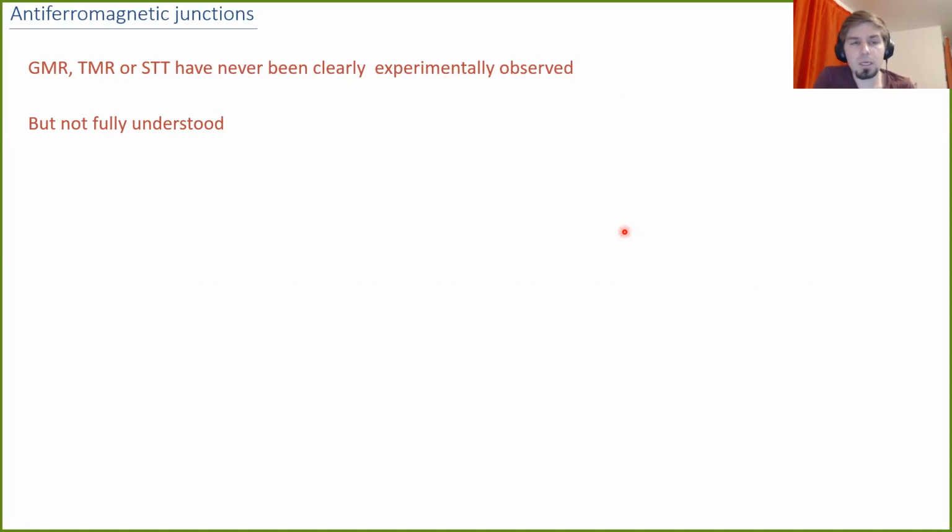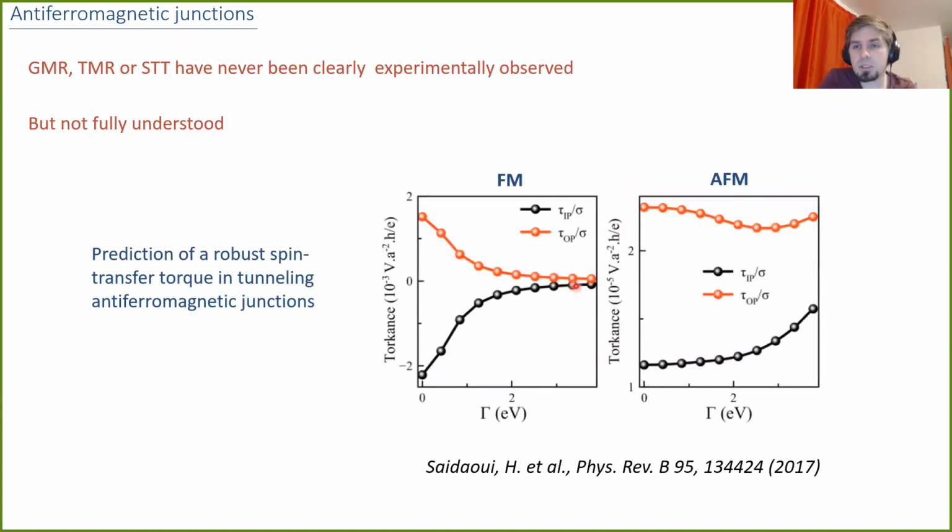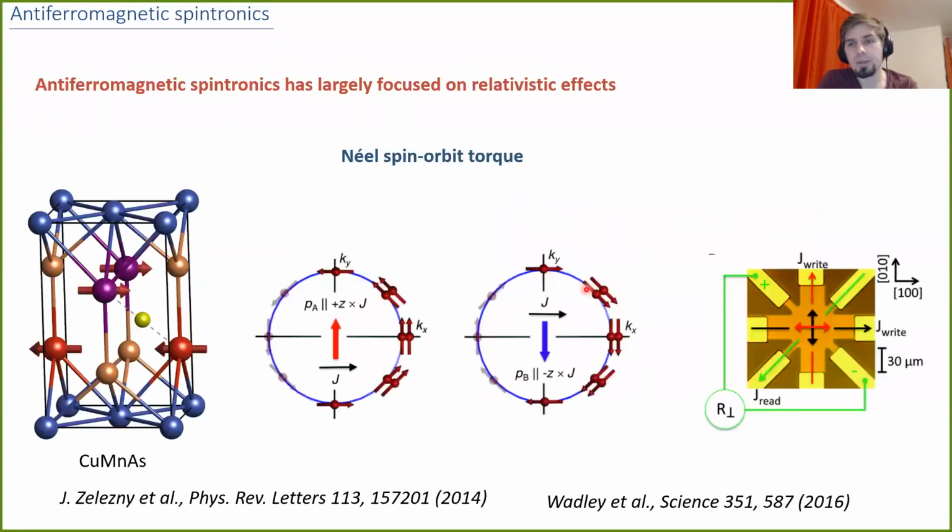What I also want to say is that even in the very simple antiferromagnets, it's still not fully understood. It's clear that the effects can in principle exist. There are also some predictions that in tunneling devices, they may be more robust. So it's something that's not really understood. Nevertheless, people have moved to different types of effects, which I will not summarize here, because antiferromagnetic spintronics as a whole is a very large field now.